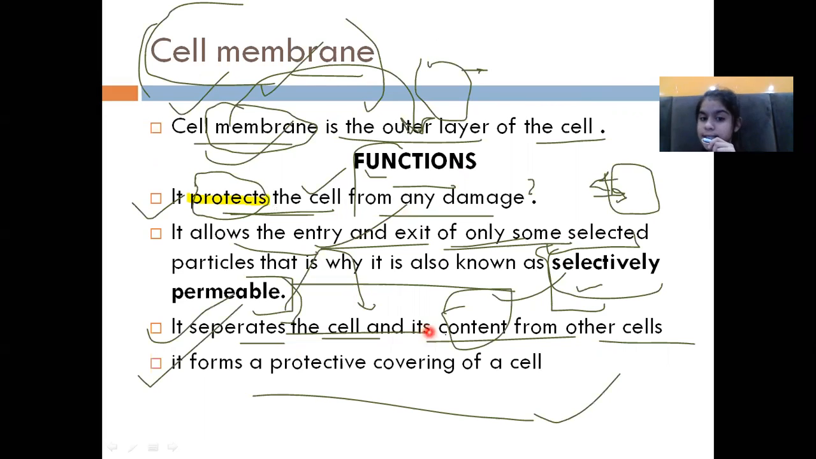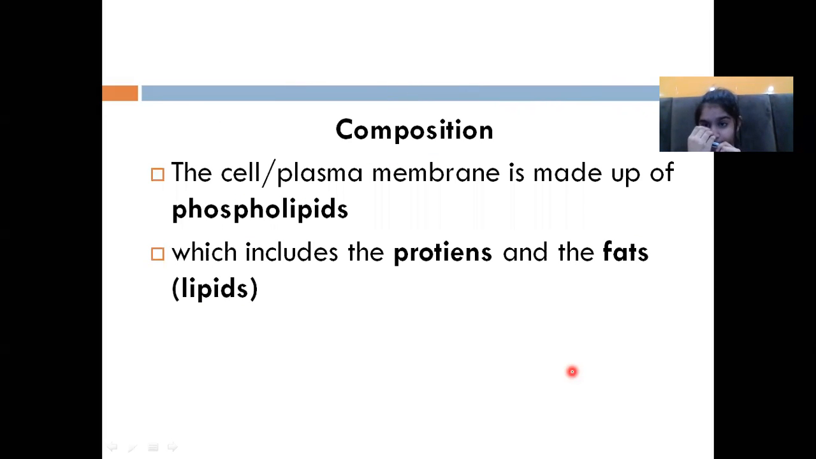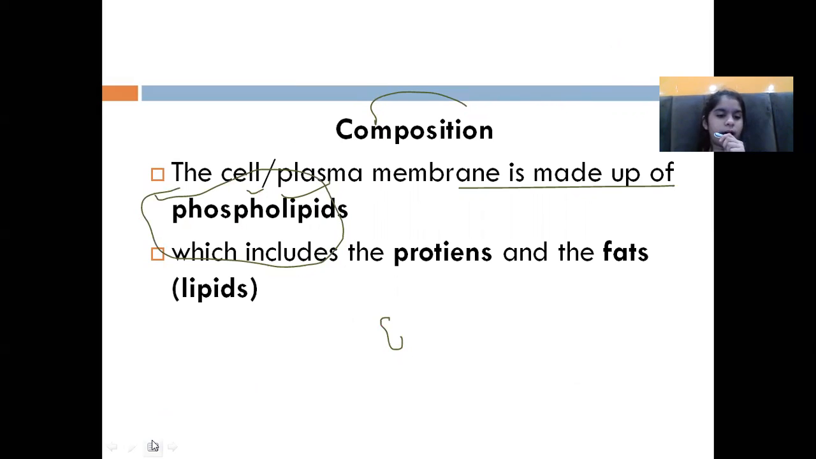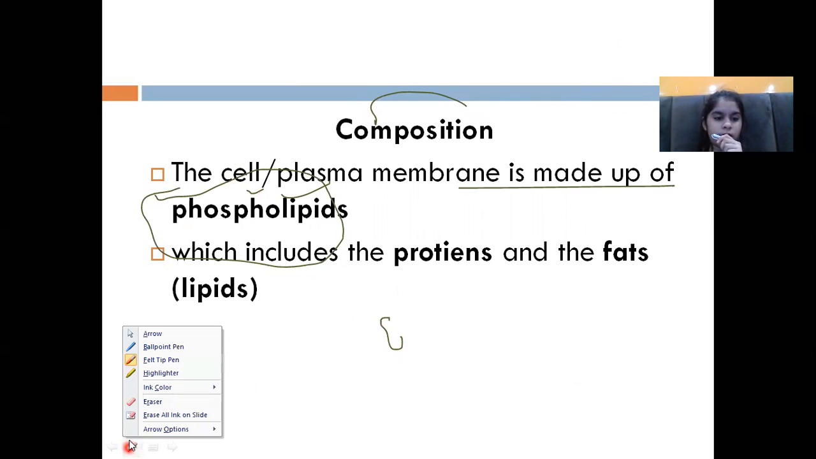Then it separates the cell and its contents from other cells so that the content of the cytoplasm does not get leaked. Also, it forms a protective covering of the cell. Clear? Okay. Now let's talk about the composition of the cell membrane. The cell or plasma membrane is made up of phospholipids. What are phospholipids? This will be the question rising in your mind, everyone.